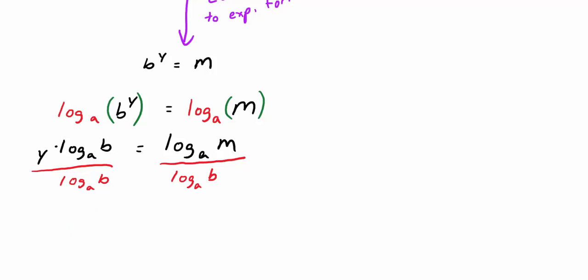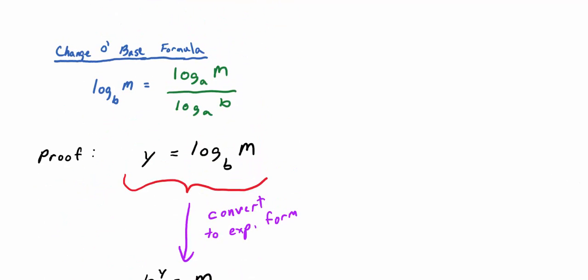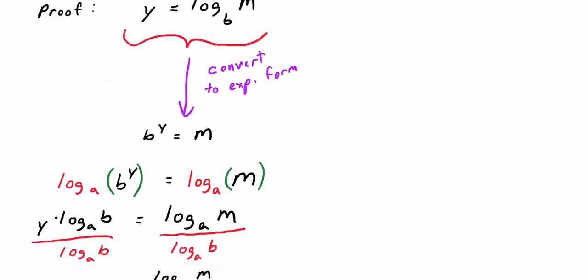And that's actually it. You get y is equal to the right side, log base a of m divided by log base a of b. But remember what y was. Y is that original left-hand side. And we got the right-hand side we were interested in. So we're done.